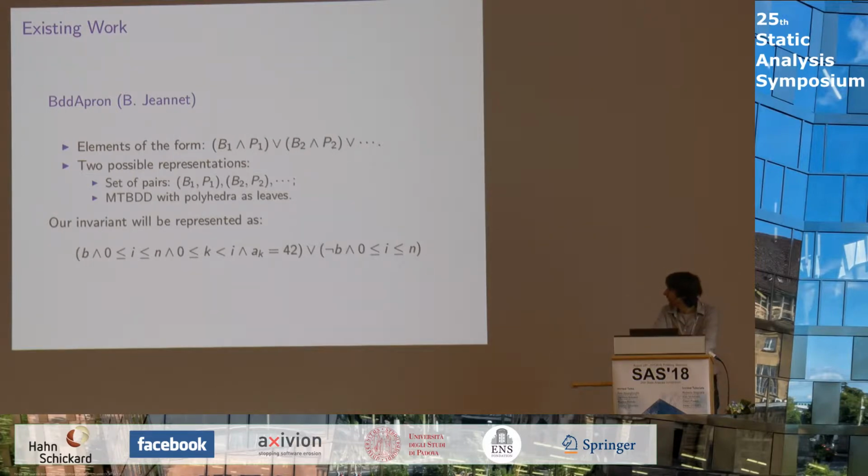With BDD-apron, what we would be able to say is B and the things that hold when B is true, or not B and the things that hold when not B is true, right? So this does work.